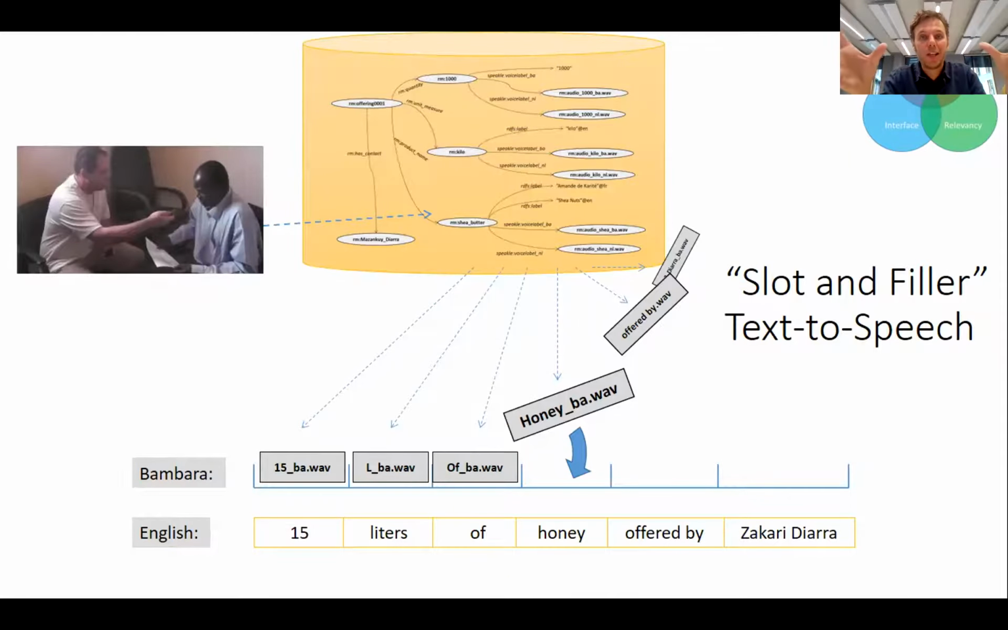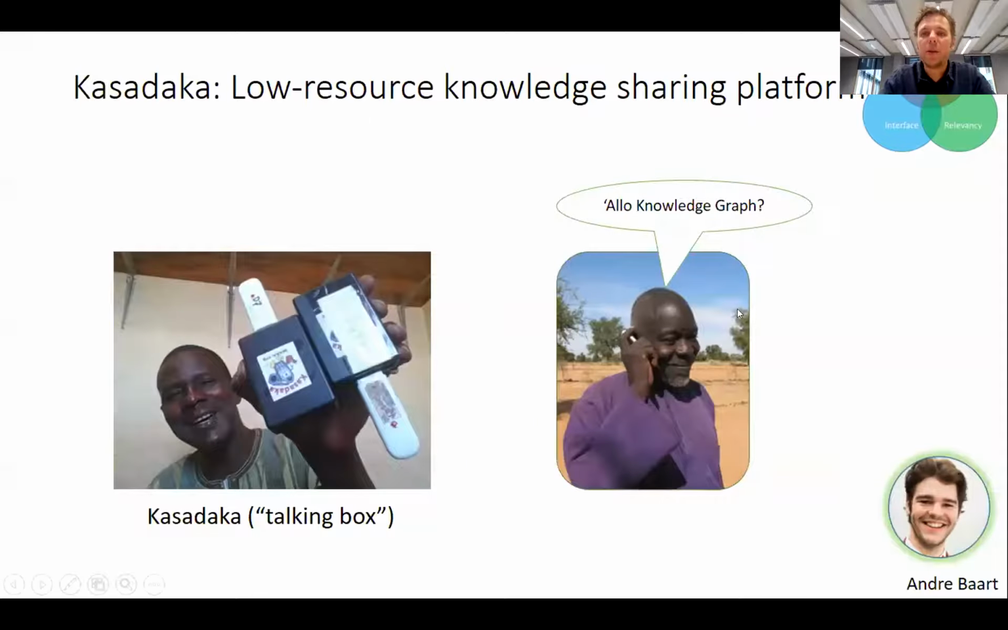And so in a way, we can then use this knowledge graph to build these sentences that somebody can actually listen to: an offer of 15 liters of honey offered by some person, that can be played on the radio or accessed through a voice interactive system that can be called using a normal phone and a normal phone number. And so in that way, we've been looking at new ways of interacting with these novel technologies in knowledge graphs.